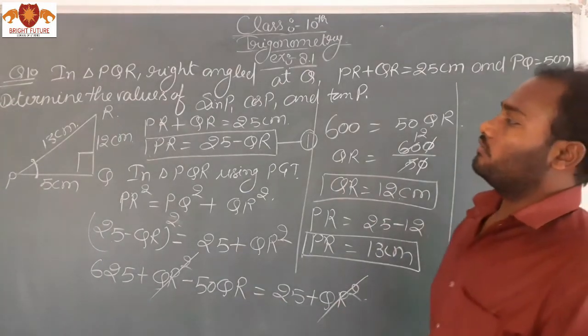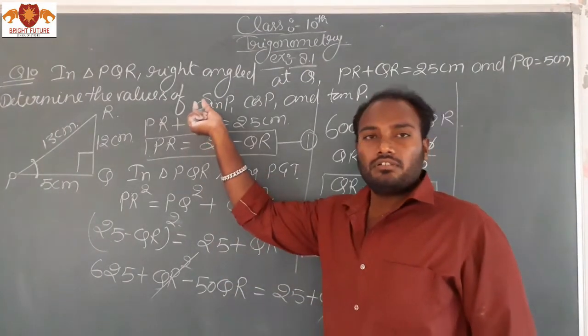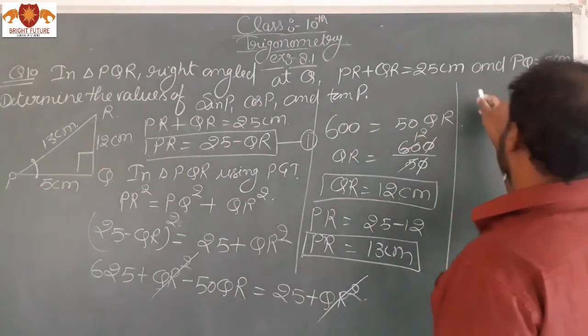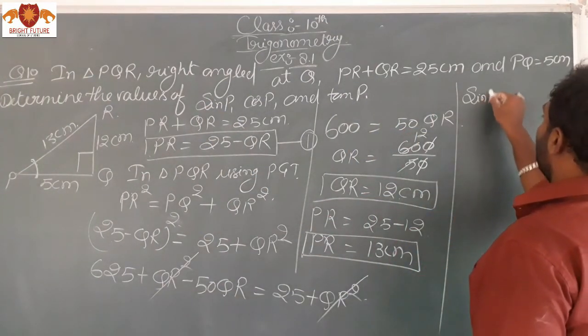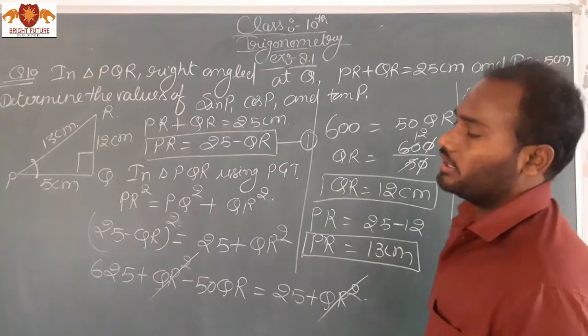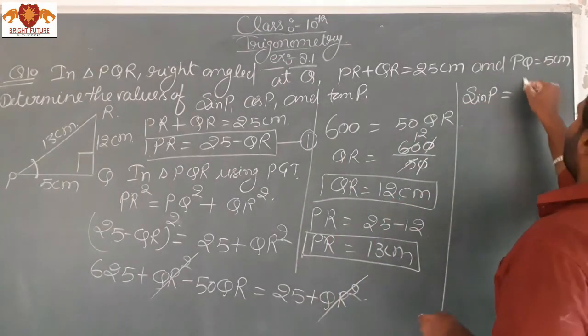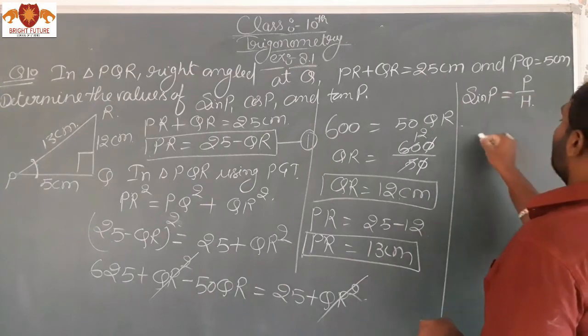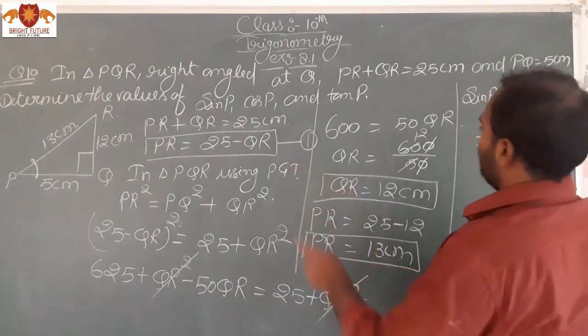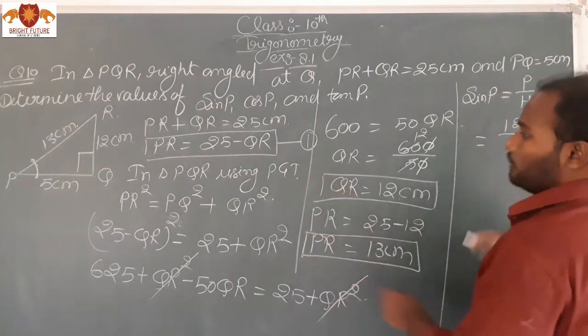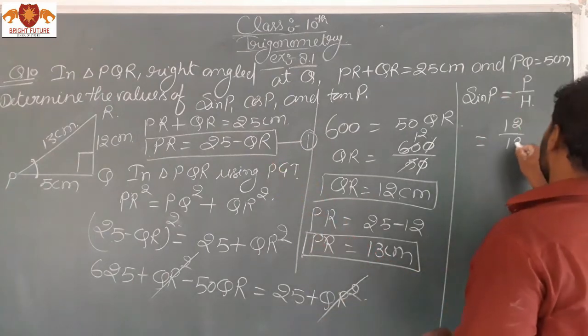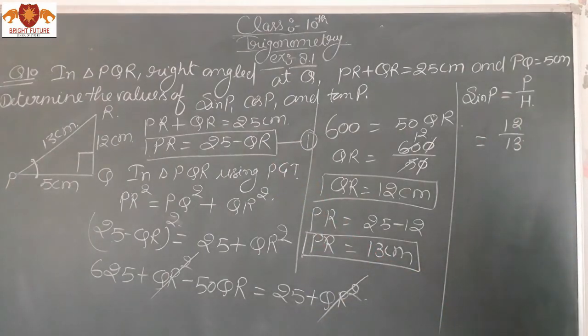Now I will find the required trigonometric ratios. What the first trigonometric ratio is given, sin P. It means what? So firstly, I will find the value of sin P. It means I need the perpendicular and hypotenuse here. Got it? So what is perpendicular? 12. And hypotenuse according to diagram is 13. Got it? So sin P is equal to 12 upon 13 here.